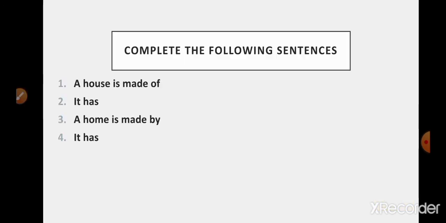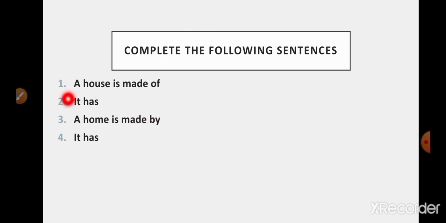Now let's look at the questions. You may pause the video and try to complete the following sentences. And once you are done, you may play the video and check your answers. And your answers need not be exactly the same. Even if there's a little variation, your answers would be correct. I hope you've written your answers.